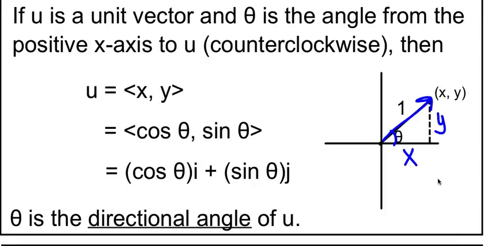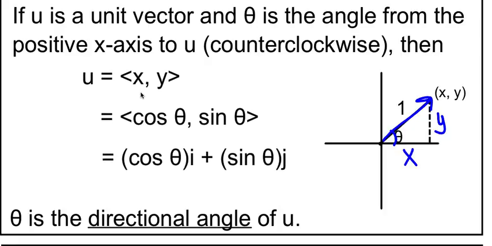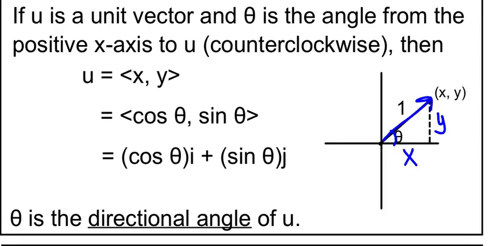So if you wanted to find the cosine of theta, cosine would be adjacent over hypotenuse. So your x is cosine theta, and sine theta is y over 1, opposite over hypotenuse. Okay, so x is the same thing as cosine theta, y is the same thing as sine theta.